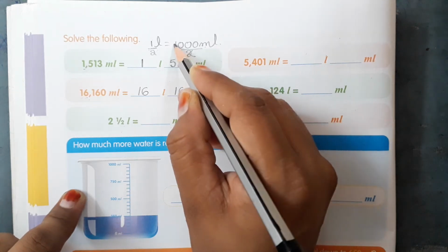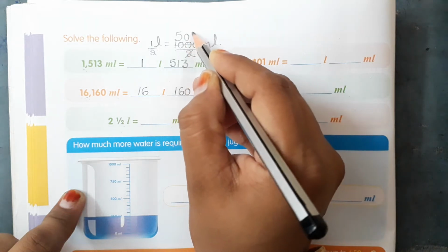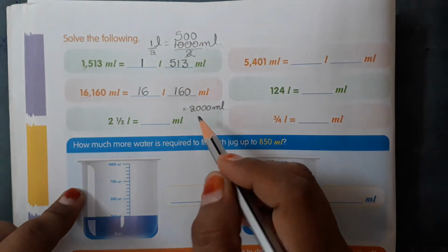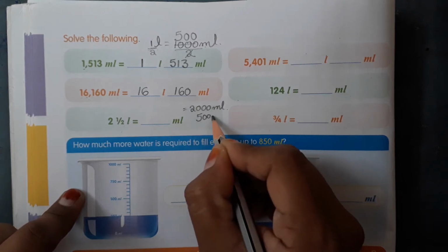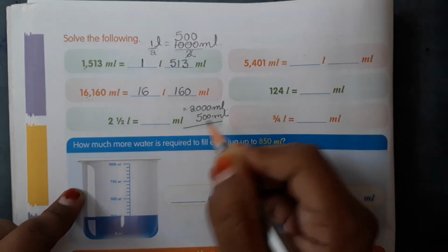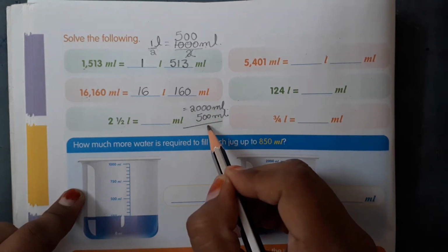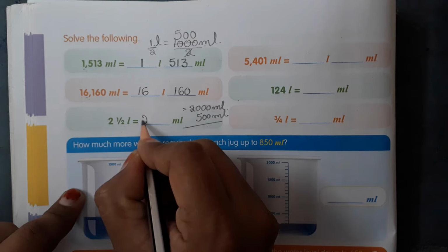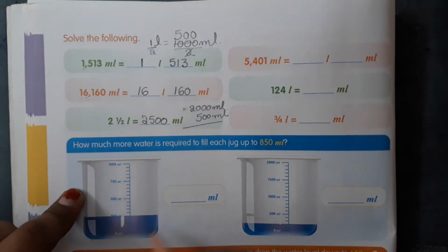So how many times? 2 5s are 10. Remaining 2 zeros are there. 500 milliliters. So half liter means 500 milliliters, half of 1000. Now add these two numbers. 2000 plus 500, how much? 2500 milliliters.